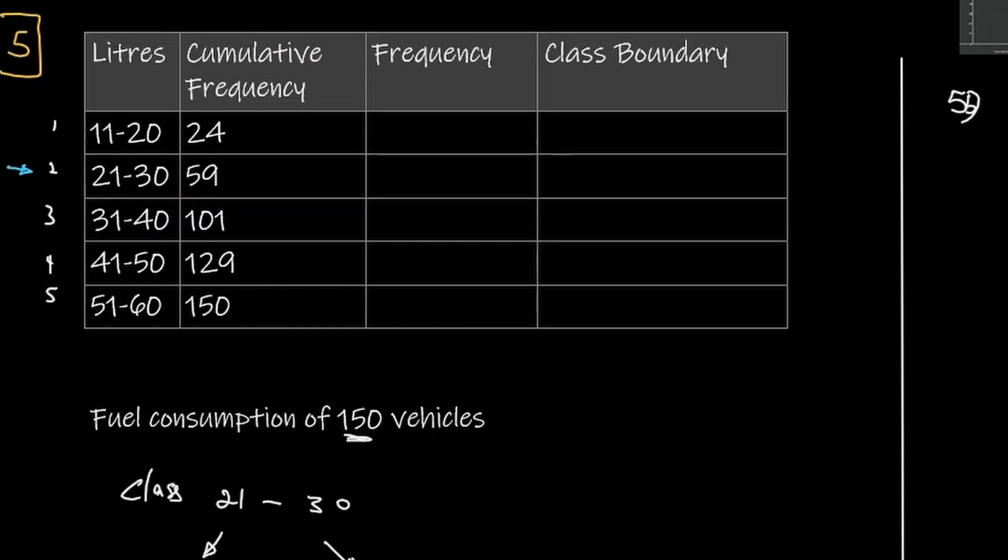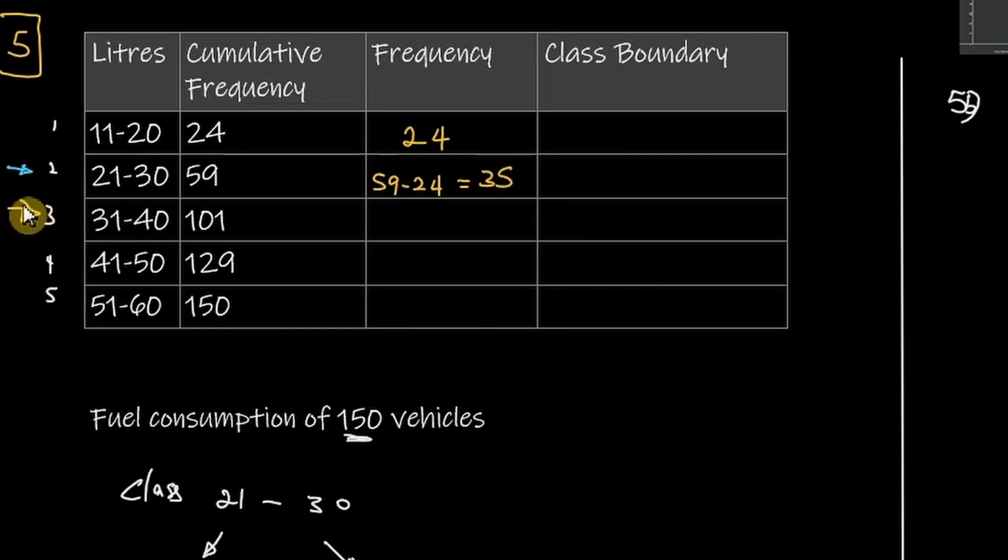So we're now asked to determine the number of vehicles recorded in this class. Notice that what we're given here is a cumulative frequency. So in the first class, we would have 24 vehicles recorded. In the second class, we would have the difference between class 2 and class 1, which is 59 minus 24. So the amount of vehicles recorded in this class would be 59 minus 24, and that works out to be 35 vehicles.